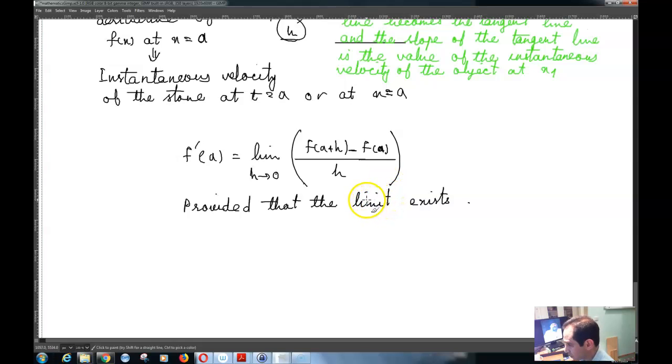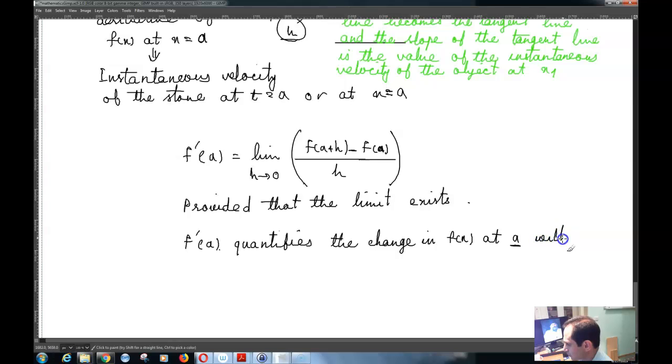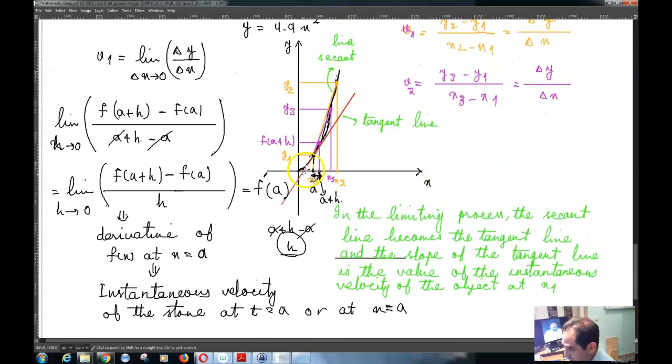And one important thing that we can note here is that f prime of a quantifies the change in f of x at a with respect to x, because you could actually have more variables over here. You could have x, y, z, and probably many more variables. But what we were doing here was studying the change in the value of the function as x was changing, not any other, meaning that you could have many more variables changing at the same time in this whole scenario.